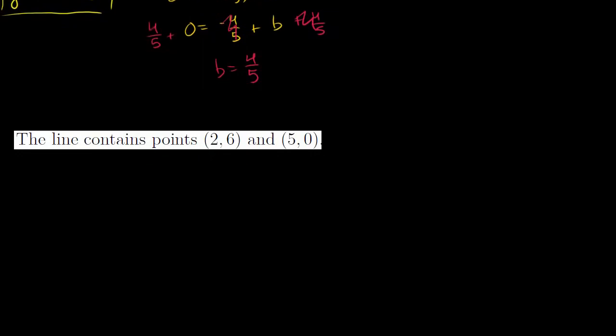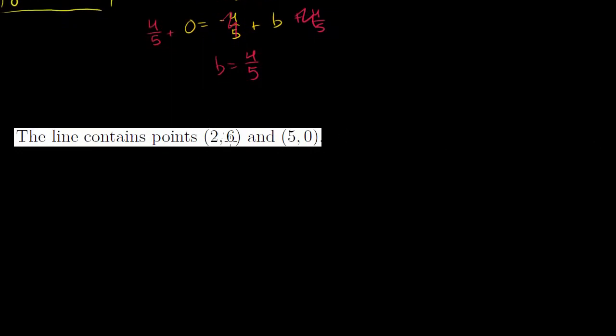Now we have this one. The line contains the points (2, 6) and (5, 0). So they haven't given us the slope or the y-intercept explicitly, but we could figure out both of them from these coordinates. The first thing we can do is figure out the slope. So we know that the slope m is equal to change in y over change in x, which is equal to, what is the change in y? Let's start with this one right here.